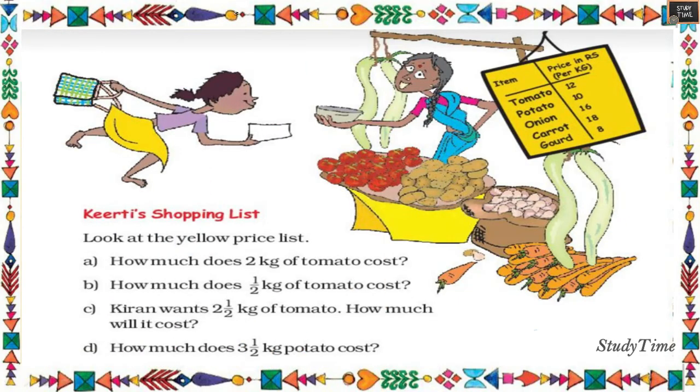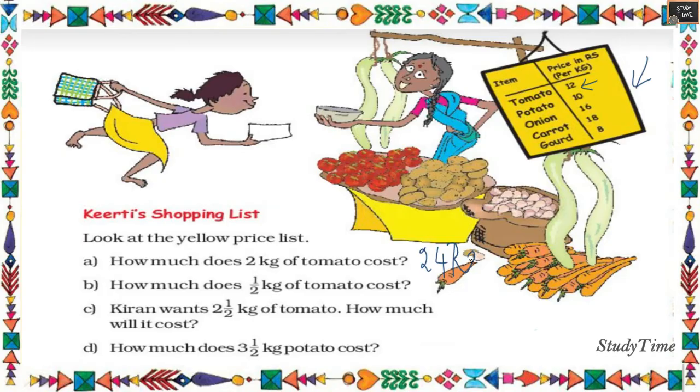Next, Kirti's shopping list. Here this is the price in the shopping. We'll first calculate a small calculation. First one, how much does 2 kg of tomato cost? So 1 kg of tomato is 12. 2 kg is 12 plus 12, 24 rupees.